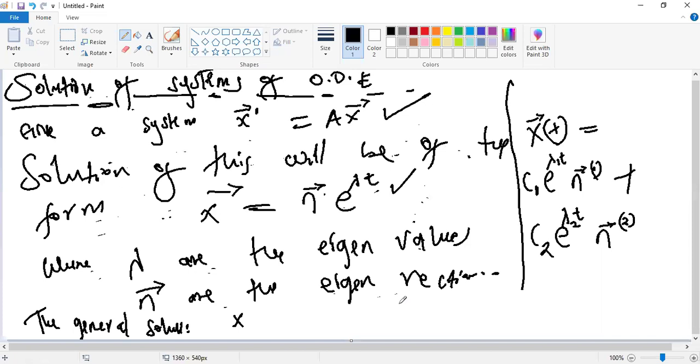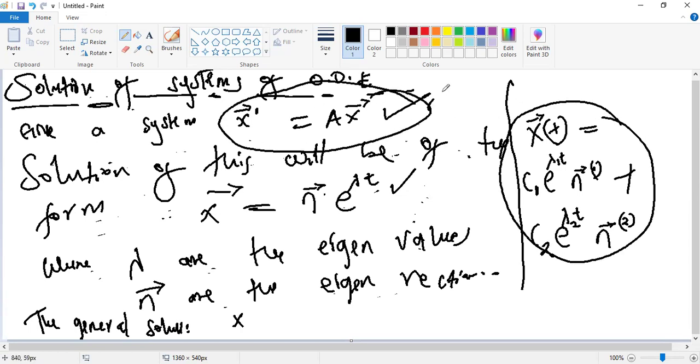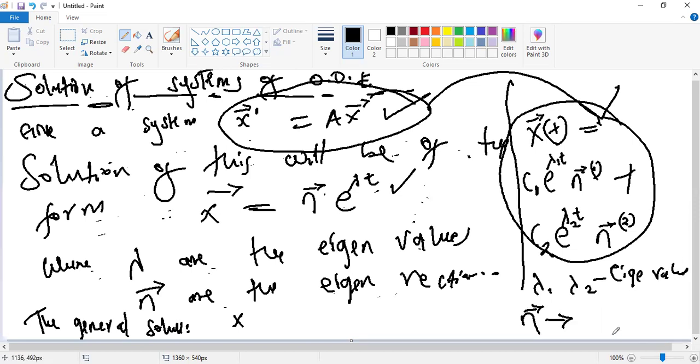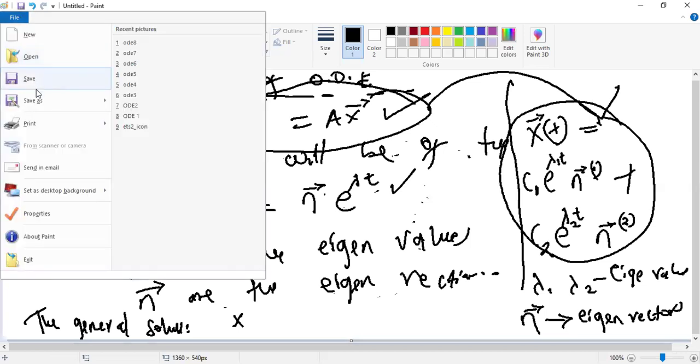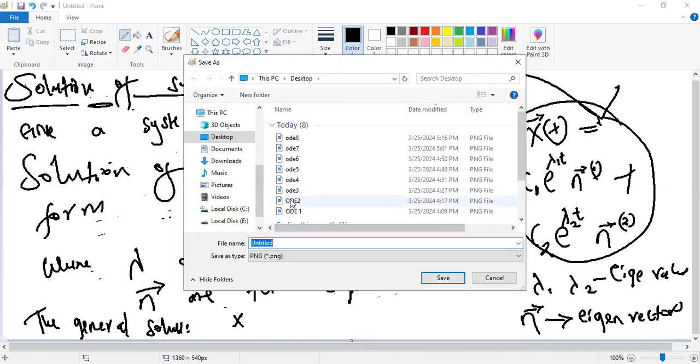So I want us to look at how to arrive at this point, because this is the solution. You've been given this system here, and the general solution is given by this, where lambda 1 and lambda 2 are the eigenvalues, and this right here stands for the eigenvectors. Okay, right up until that point, so that we do an example.